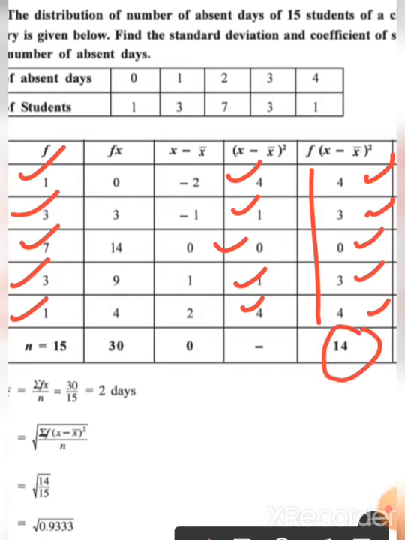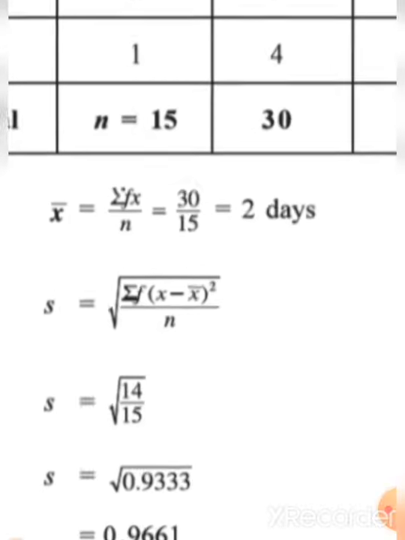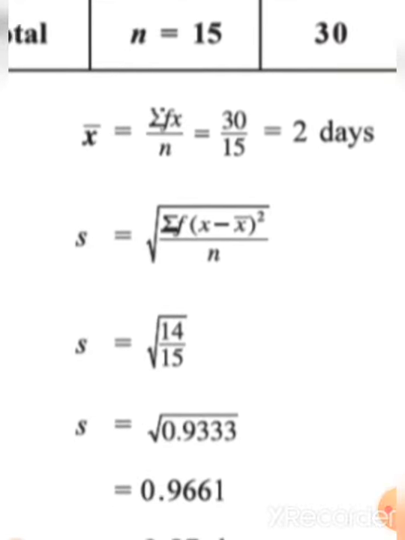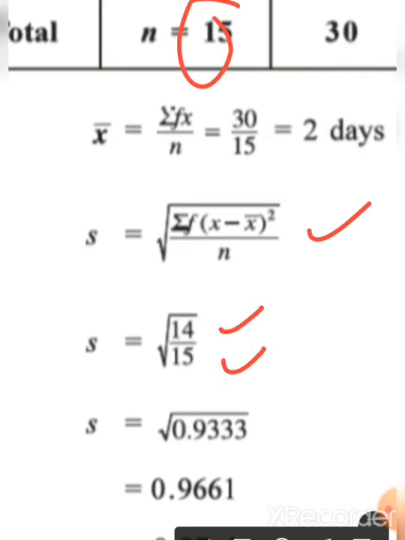The total of this, that is sigma fi into (xi minus x bar) whole square, has come up to 14. Now this value we are going to use to calculate the standard deviation, as it is for grouped data. So I'll just zoom it for you. The value had come up to 14. So now we have sigma fi (xi minus x bar) whole square, 14, divided by n, which is 15. So this 15 we are going to take the under root of it.